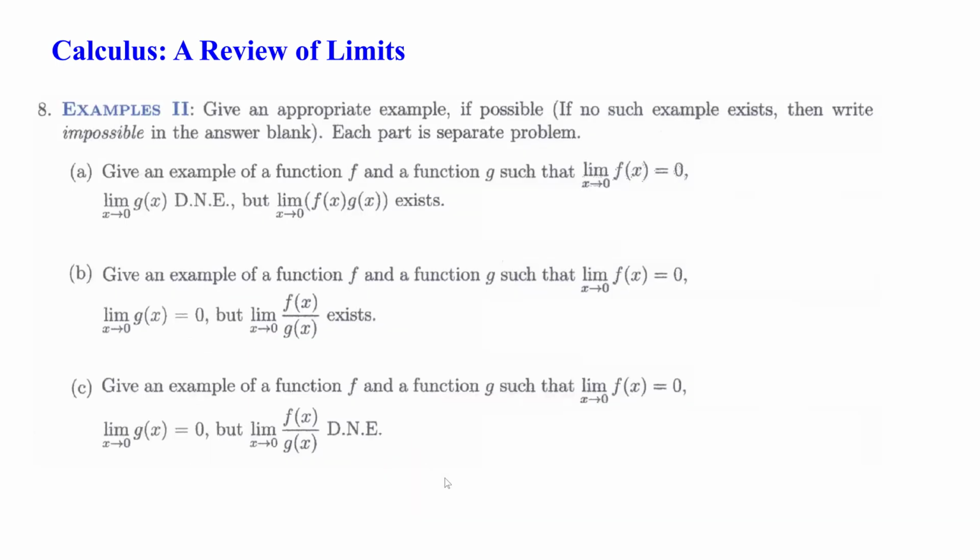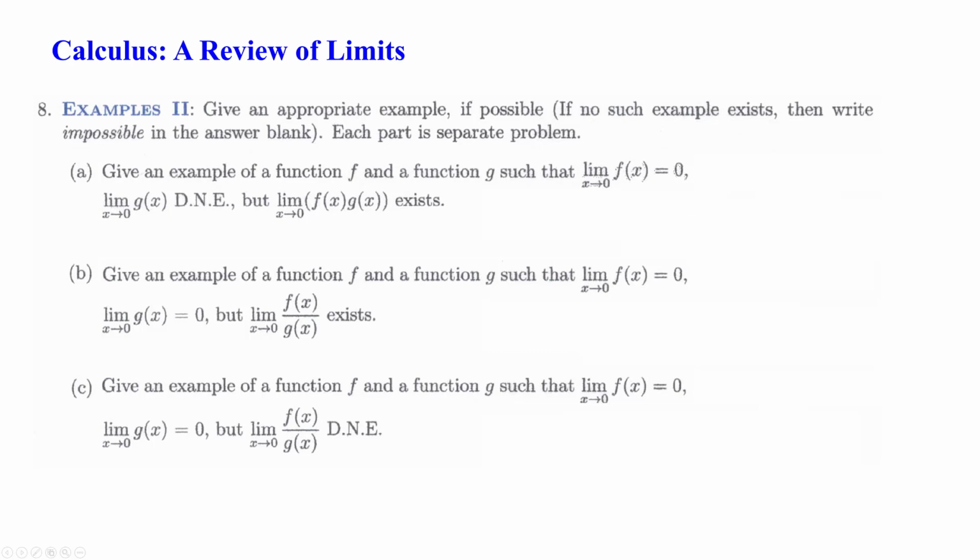Give an example of a function f and a function g such that the limit as x goes to 0 of f is 0, and the limit as x goes to 0 of g of x is undefined, but the limit of the product exists. In fact, we saw an example of this a moment ago. The simple example is f of x equal to x, and g of x equal to 1 over x. So certainly the limit as x goes to 0 of 1 over x does not exist. The limit as x goes to 0 of x exists. And the product, of course, exists because the limit is 1.